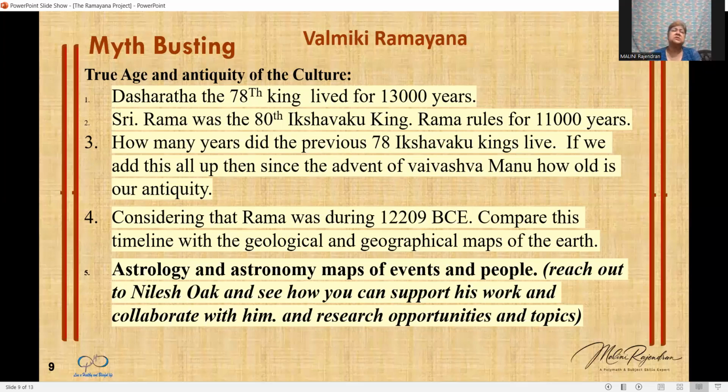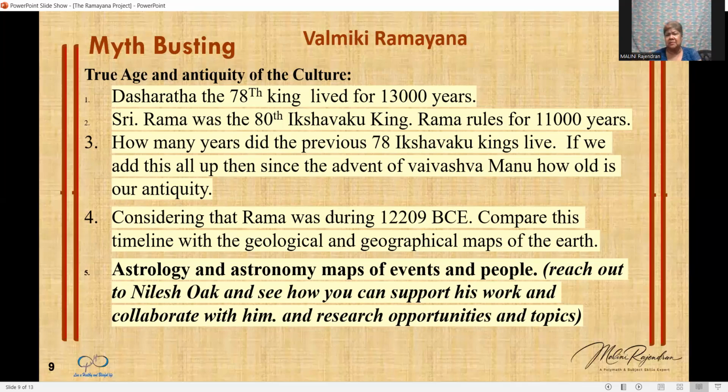Now, Dasharatha was the 78th king, and it is said he lived for 13,000 years. Sri Rama was the 80th Ikshvaku king, because the 79th king, as per records, was Bharata, although Bharata did not rule, but Bharata was the man in charge. Rama, they say, ruled for 11,000 years. Now, how many years did the previous 78 Ikshvaku kings live? Leaving out Dasharatha, of course.